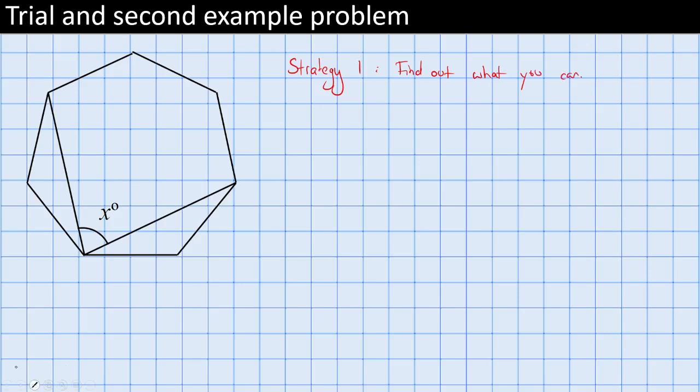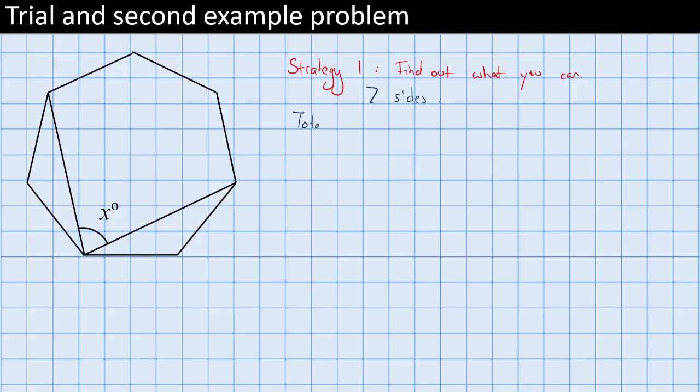Let's see. How many sides have we got? 1, 2, 3, 4, 5, 6, 7. It's another 7-sided shape. Maybe I should have varied that a little bit. Whatever. We've got 7 sides.